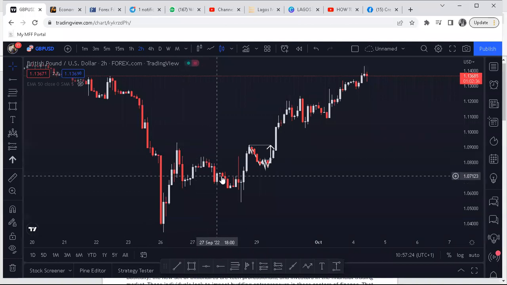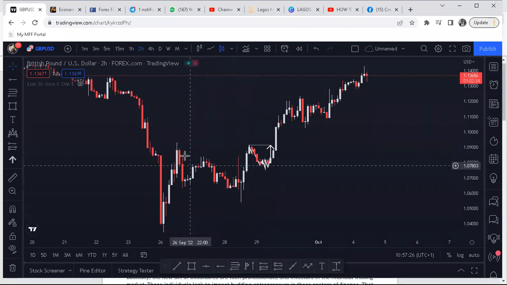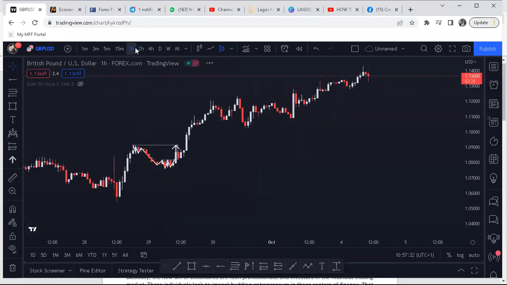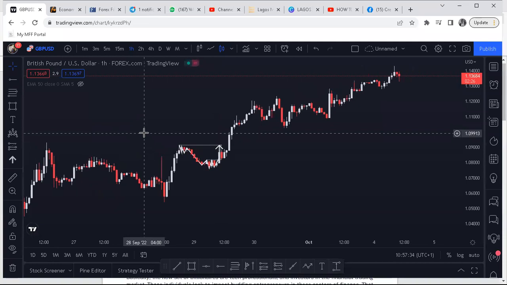You saw consolidation here. Do you see consolidation on the 4 hours? No, but we saw it on the 2 hours. Let's go to 1 hour. So you now understand what I was drawing earlier.